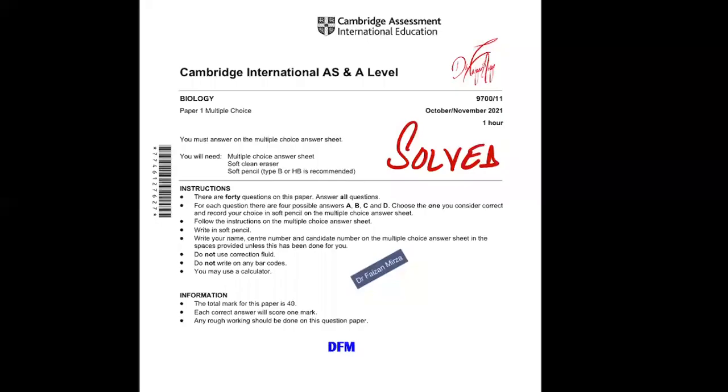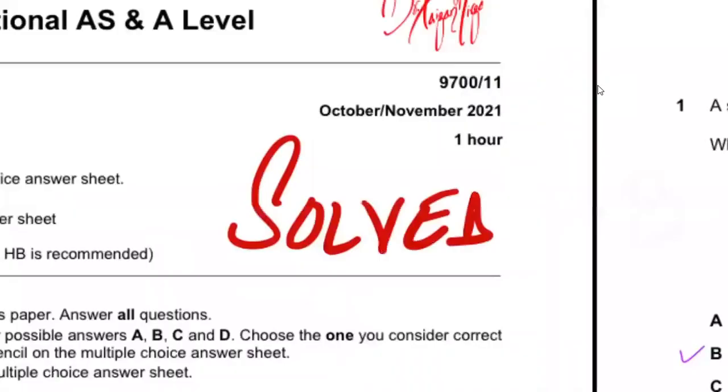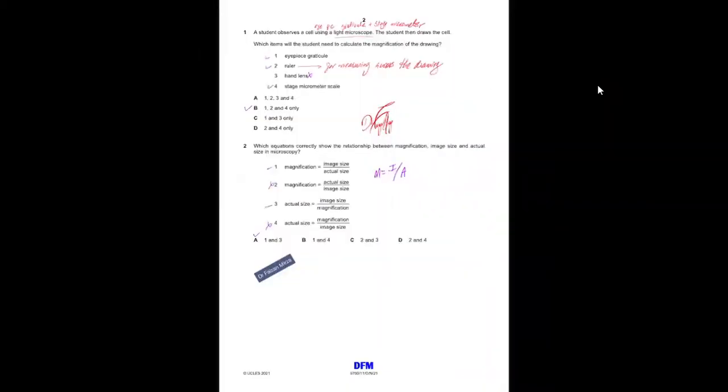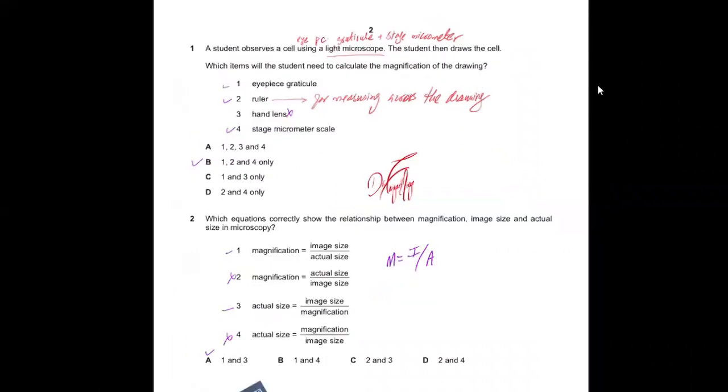I'll be discussing question 1 till question 20 in this video, and the remaining half of the paper will be discussed in another video. So here, this is the paper. This is variant 11 of 9700. As I told you, I'll be discussing the first 10 questions with you. So let's start with the first question here.